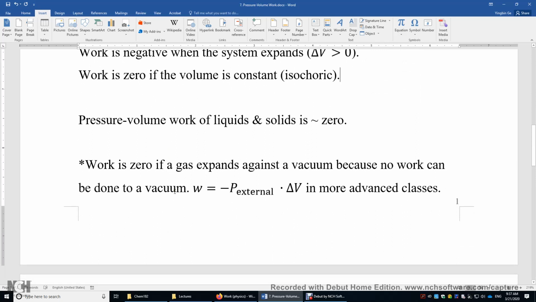So one more thing, you will learn this in upper division courses, for example, physical chemistry. Work is zero if a gas expands against a vacuum, because no work can be done to a vacuum. Therefore, you will see that this equation, work equals negative P external times delta V, is a more accurate equation than just negative P delta V, because in this case, P external is zero. P is positive. So this equation will give you the correct value of work, which is zero.